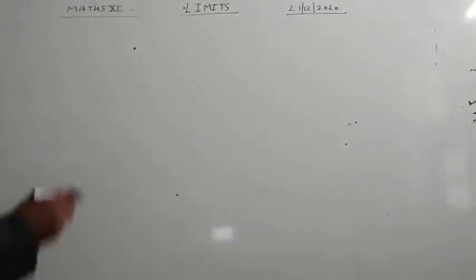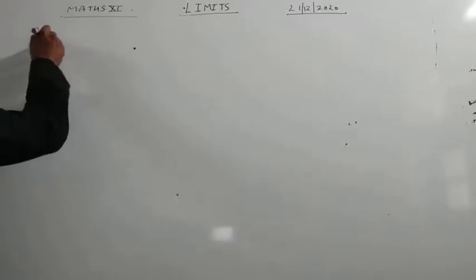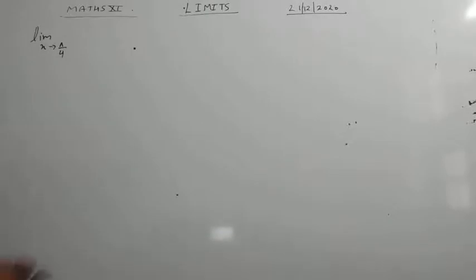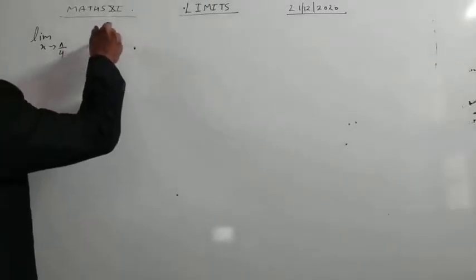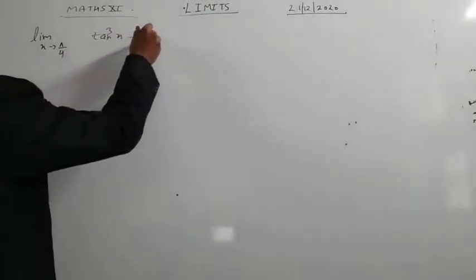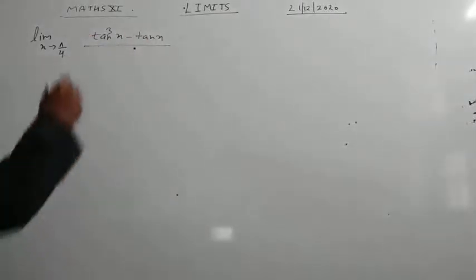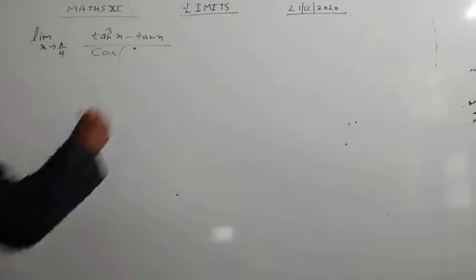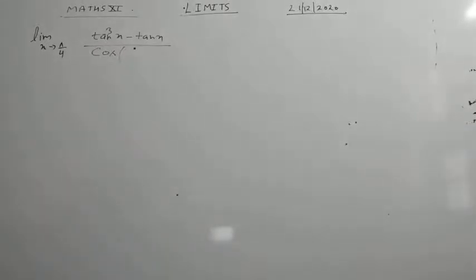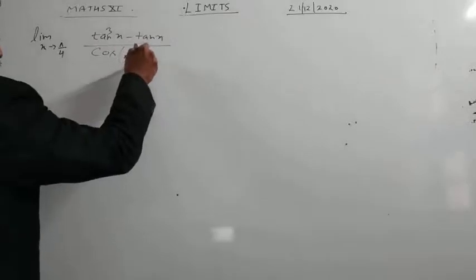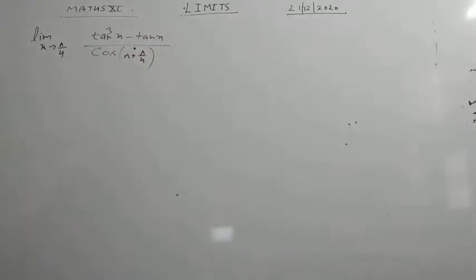Our next question is: limit x tends to pi by 4, (tan cube x minus tan x) by cos (x plus pi by 4) is equal to?